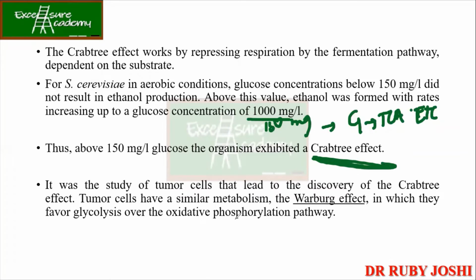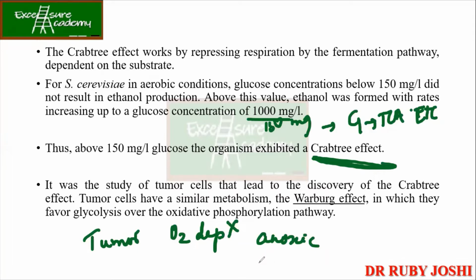Now, it was the study of the tumor cells that led to the discovery of the Crabtree effect. Tumor cells have similar metabolism, which in tumor cells is known as the Warburg effect, in which they favor glycolysis over the oxidative phosphorylation pathway. So what happens in tumor cells? Like if you know, guys, when a tumor forms it is not oxygen dependent, okay. It has anoxic conditions itself, there is less amount of oxygen, and hence whatever glucose there is, it does glycolysis, uses the ATP and keeps on dividing. It doesn't undergo oxidative phosphorylation. Oxidative phosphorylation means going into the ETC, into the mitochondria, where the oxygen is being utilized.